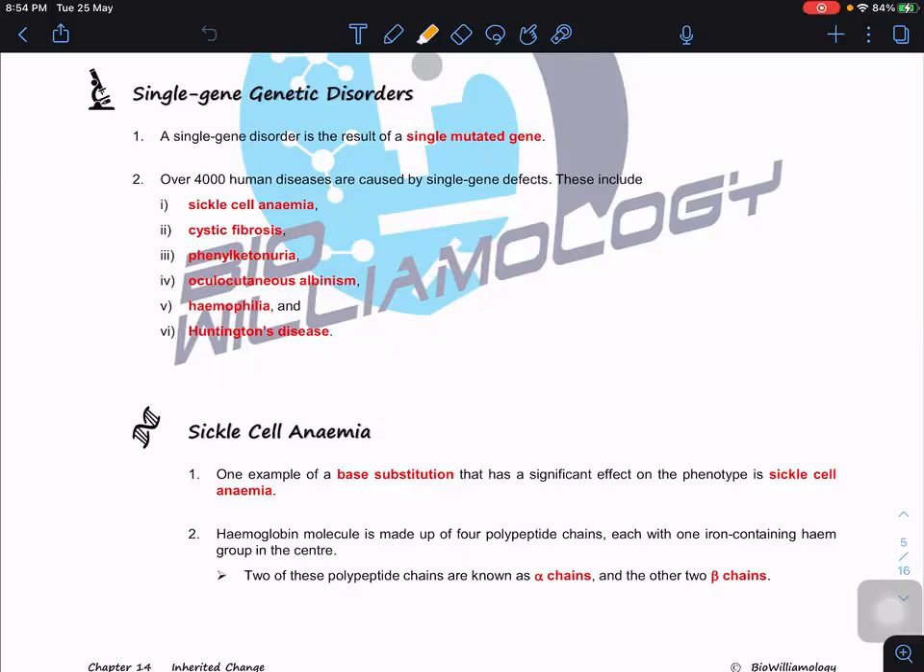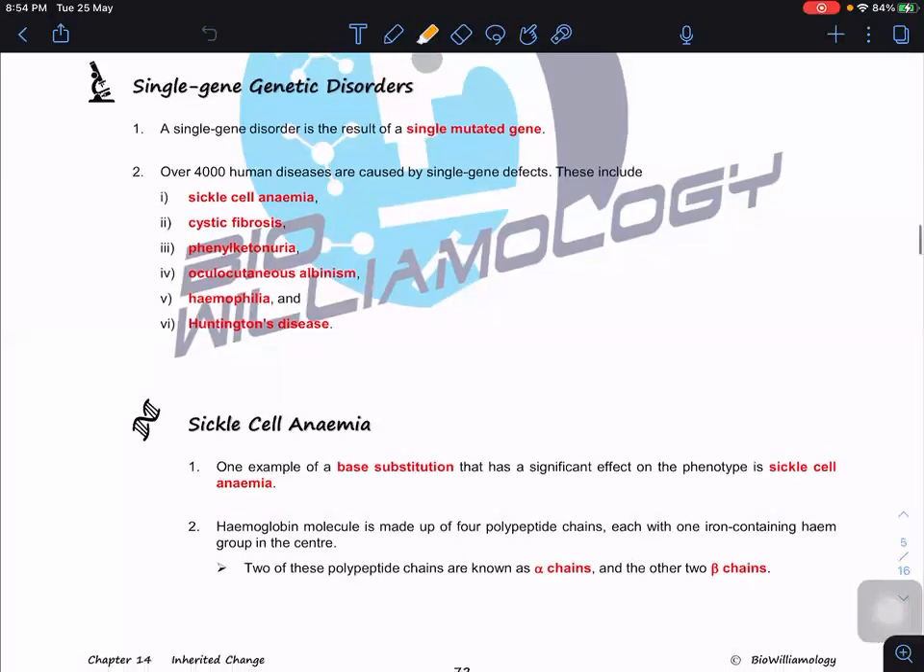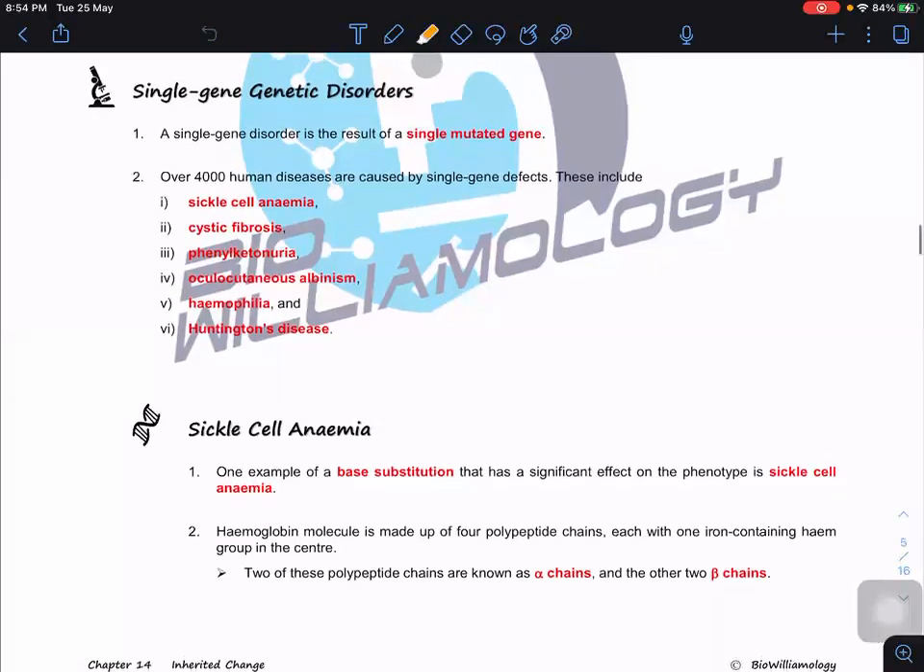Okay, so now we're going to look at single gene genetic disorders. We are going to look at 4 important diseases plus 2. The 2 diseases are actually not in this syllabus, but in the next 2 topics. A single gene disorder is the result of a single mutated gene.